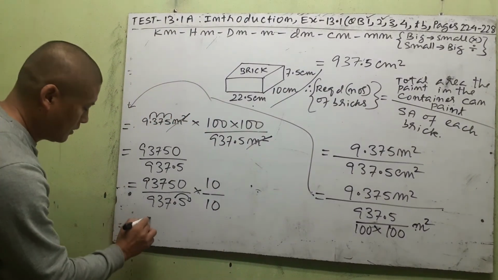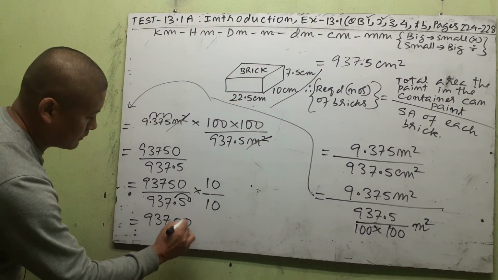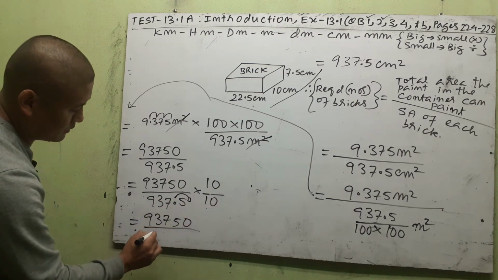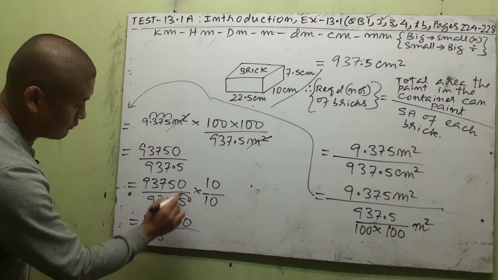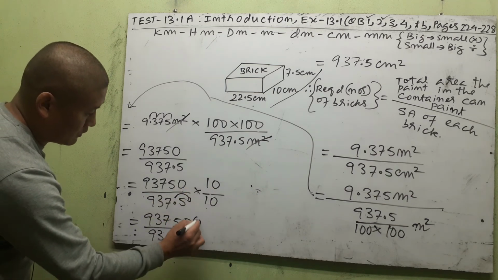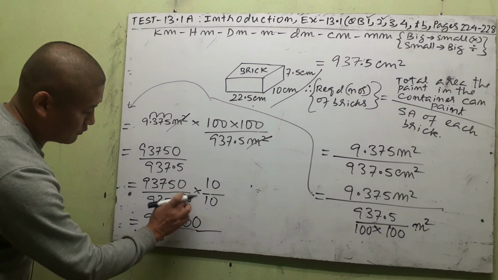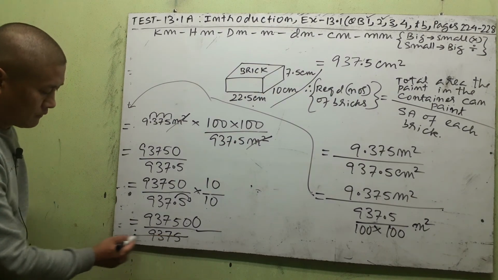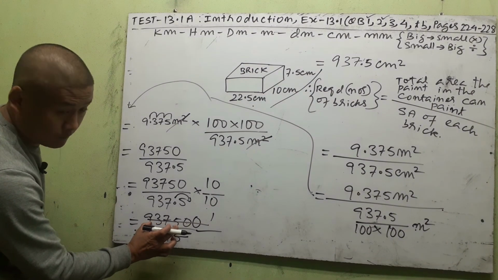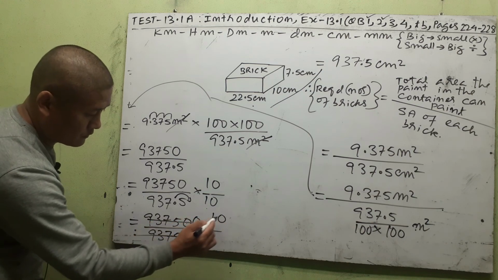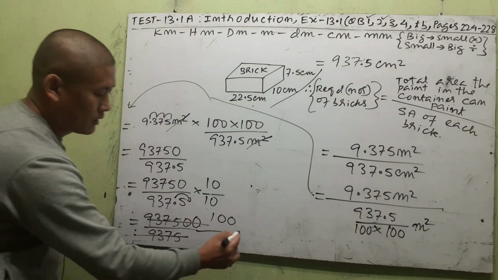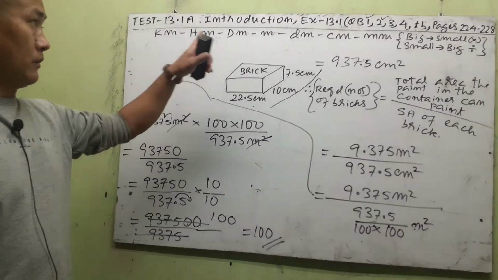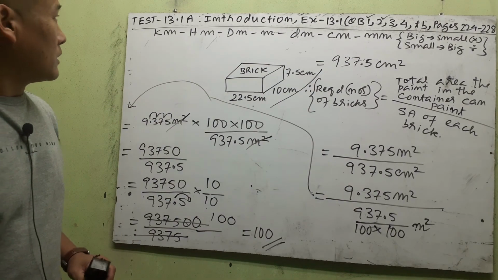Now next, 93750 divided by 9375, where the 10 is used to move the decimal to the right, so no more decimal. So 9375 into 1 is 9375. 9375 into 0, 0 into 0, 0. So the number of bricks that can be painted is 100, right? So that concludes the part for Test 13.1A.